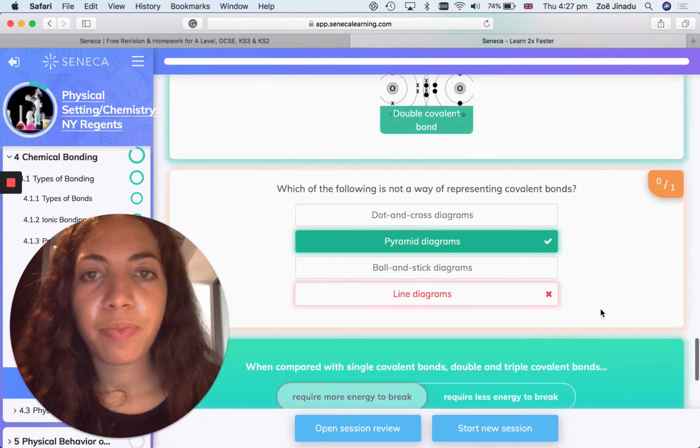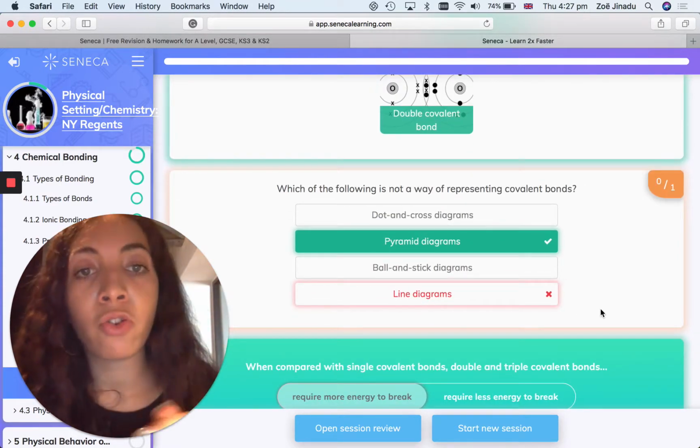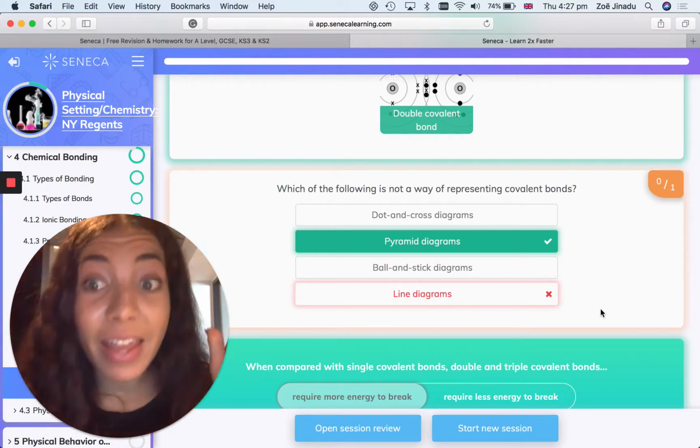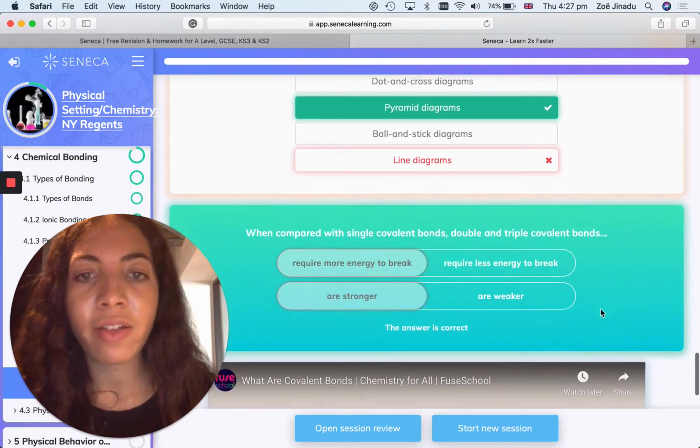Okay, so which of the following is not a way of representing covalent bonds? Dot and cross, yes. Ball and stick, yes. Line diagrams, yes. So pyramid diagrams is the incorrect answer.